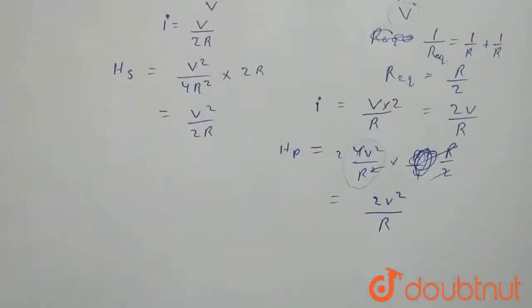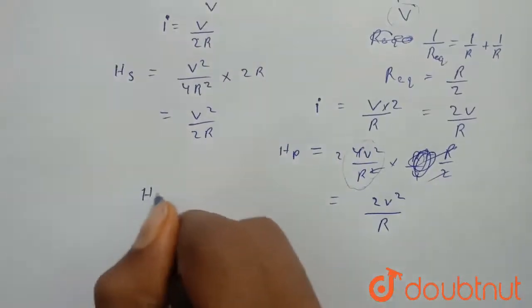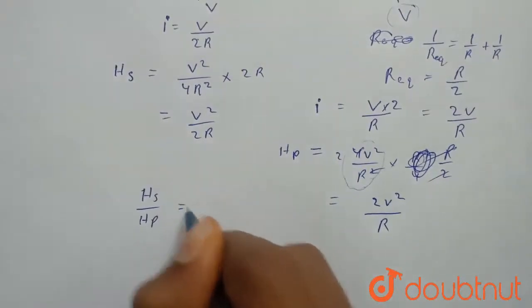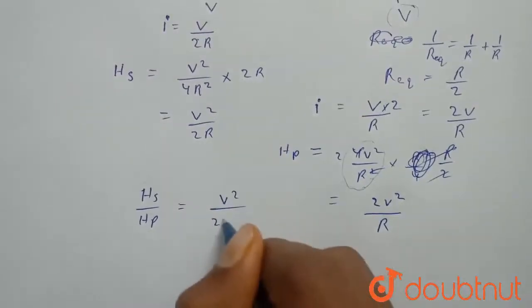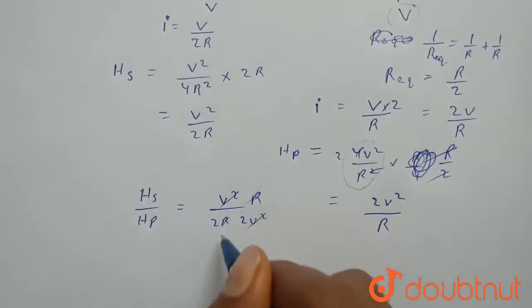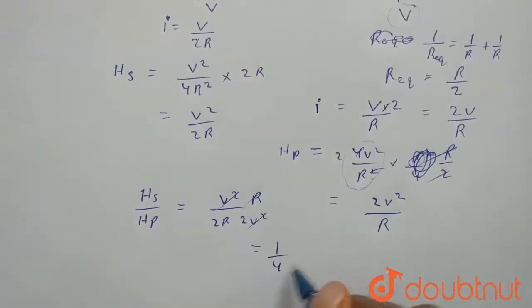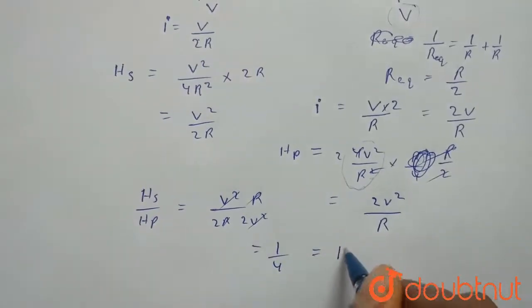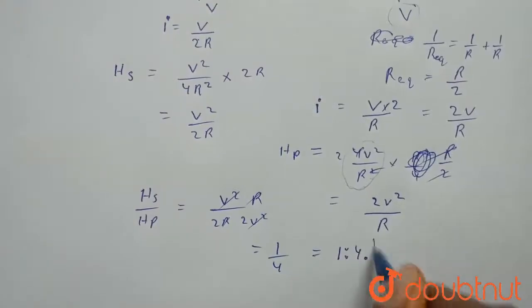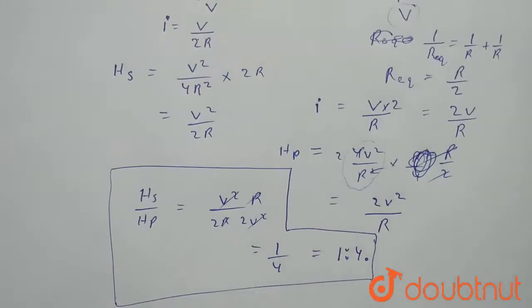So we have to find ratio of them in series and parallel, that is HS upon HP. So HS is V square upon 2R and HP is 2V square upon R. So HS upon HP will be 1 by 4, which is equals to 1:4 ratio. This will be ratio of heat produced in series and parallel combination.